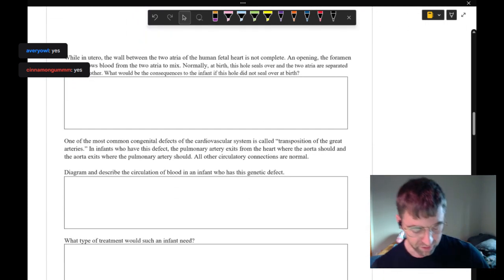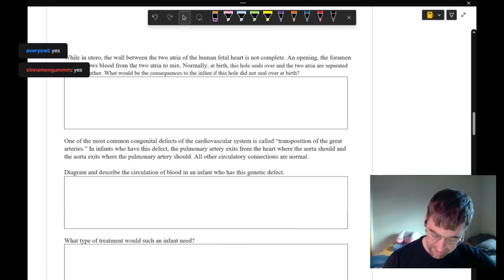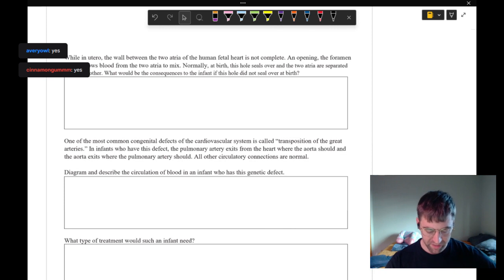All right, so while in utero, the wall between the two atria of the human fetal heart is not complete. An opening, the foramen ovale, allows blood from the two atria to mix. Now, normally at birth, this hole seals over and the two atria are separated from each other. What would be the consequences to the infant if this hole did not seal?